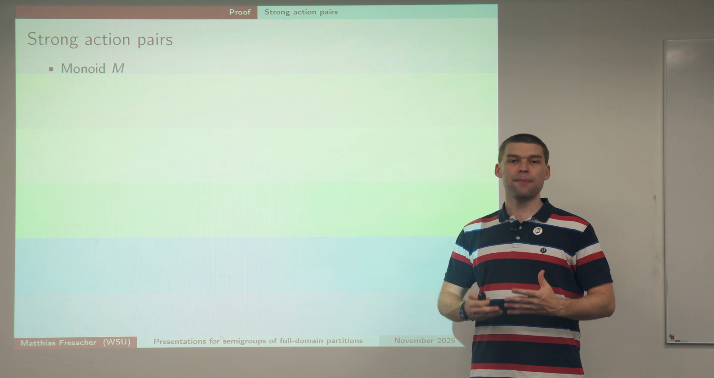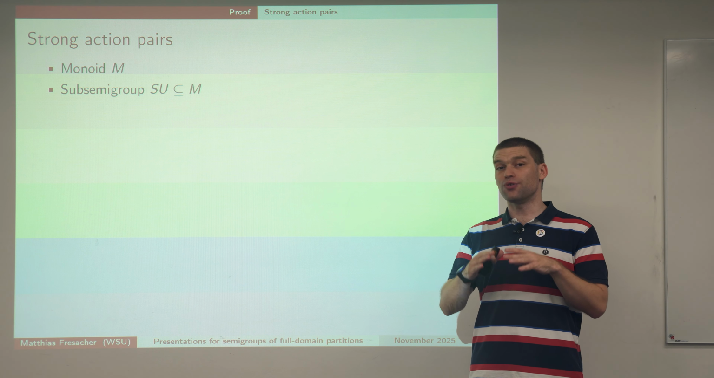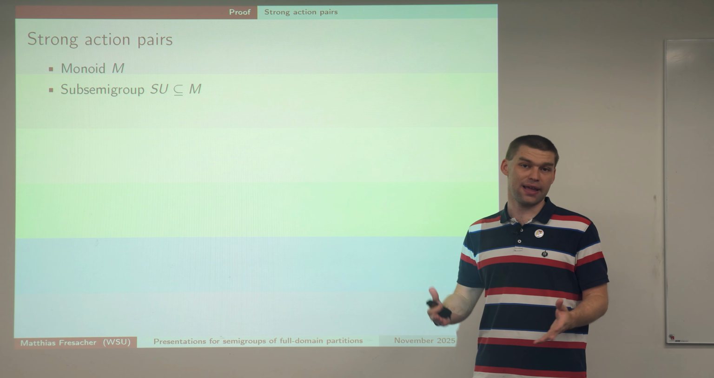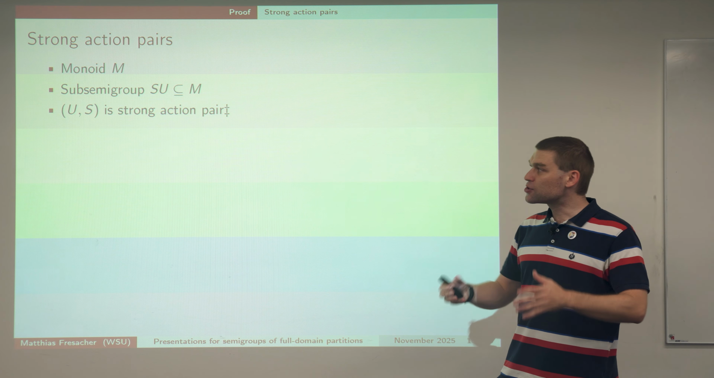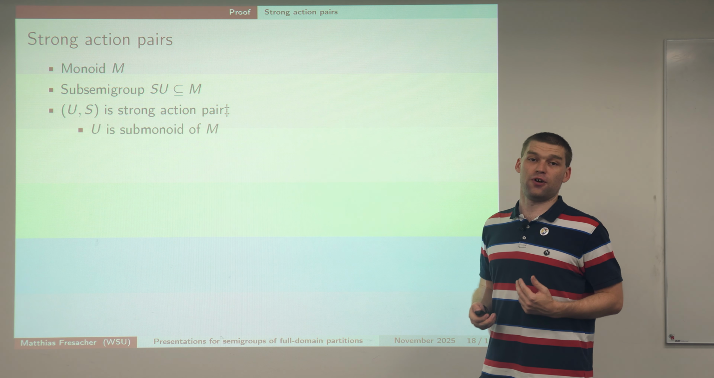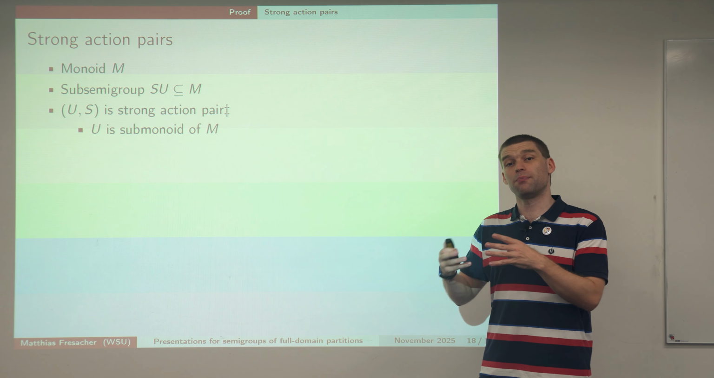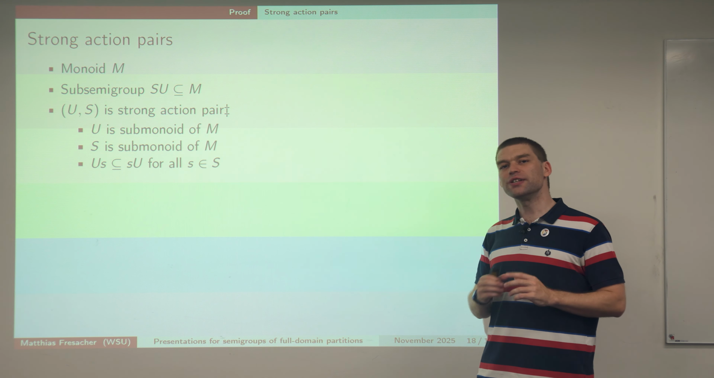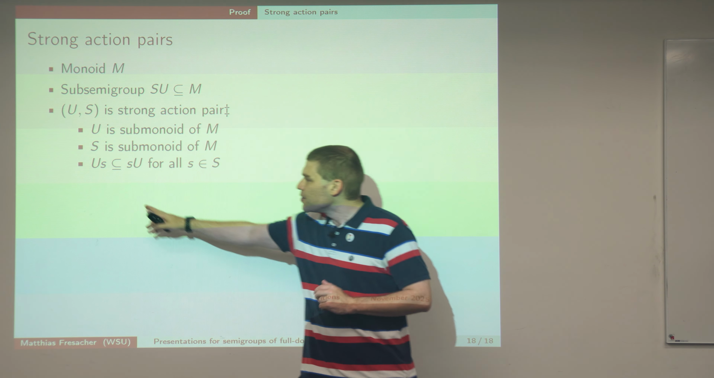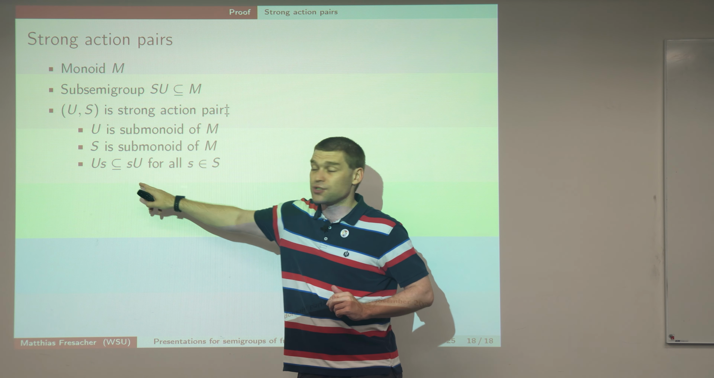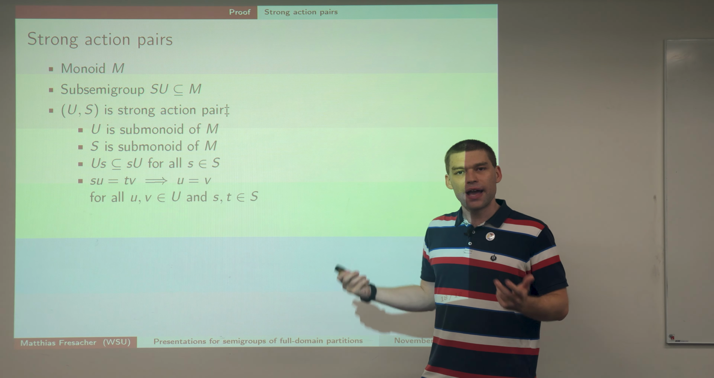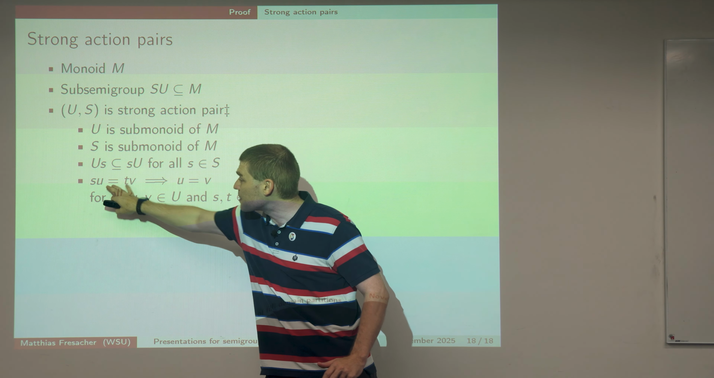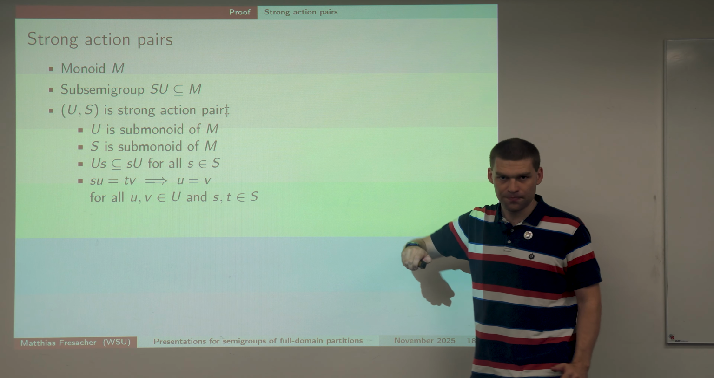Let's take a monoid M and look at the subsemigroup SU of M, where S and U are going to become apparent as I progress. So I can talk about a strong action pair if the following is satisfied. So if U is a submonoid of M, and likewise S is a submonoid of M. And I also need two conditions to be satisfied. US has to be a subset of SU for any choice of S, and I also need a left type cancellative property to hold.